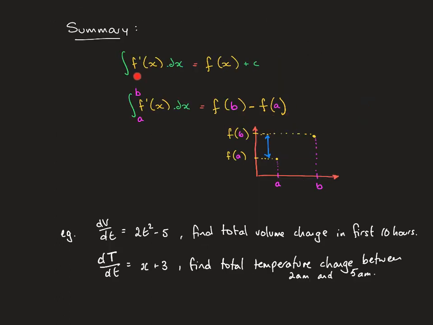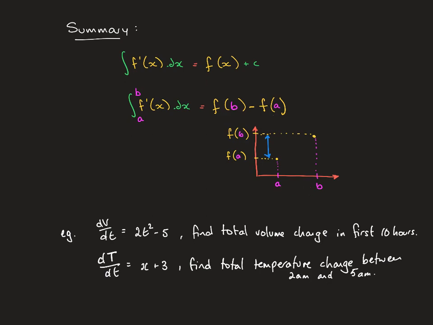So in summary, when we integrate a derivative with an indefinite integral, what we get is the formula for the function plus c. But if we've got a definite integral with endpoints, what we actually get out is the difference between f of b and f of a. We get this difference here, which is the change in the quantity that we're measuring on this axis over this time period or whatever it is that we're measuring here.